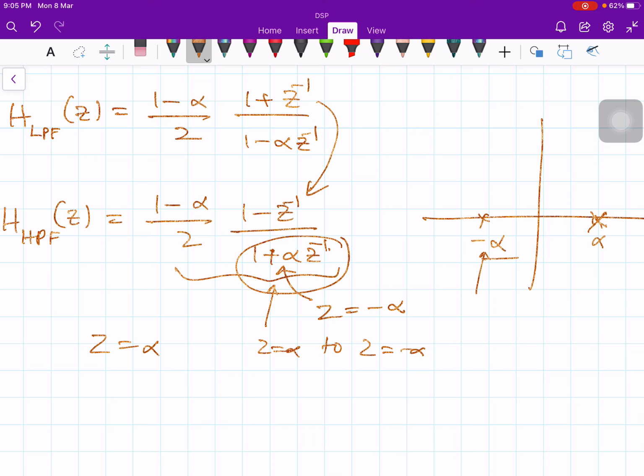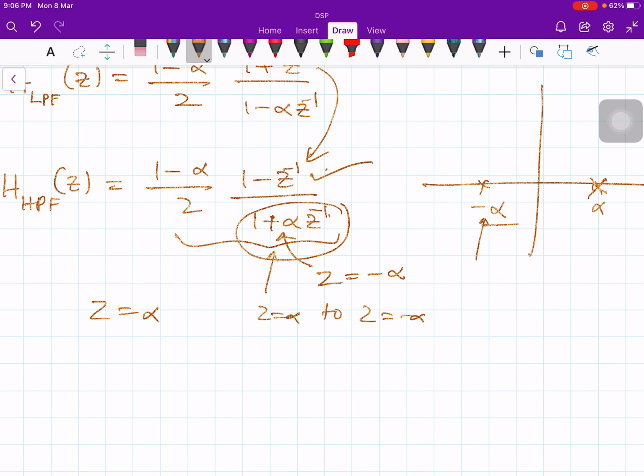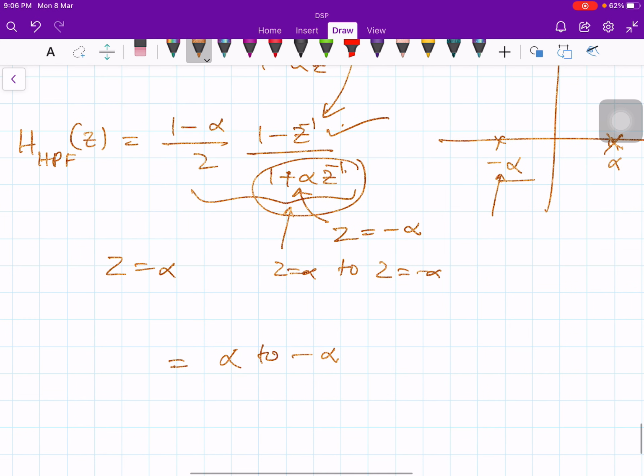I want the pole to be at the same place, but I know if I want a high pass filter, the numerator must be 1 minus z inverse. So I can't do anything in the numerator. Let it be as it is. All that I have to change is the multiplying constant. So change alpha to minus alpha in this expression.